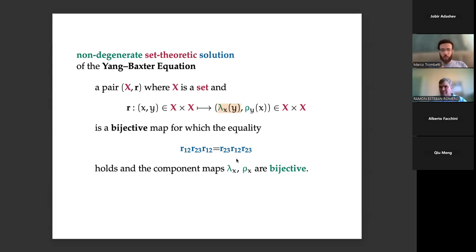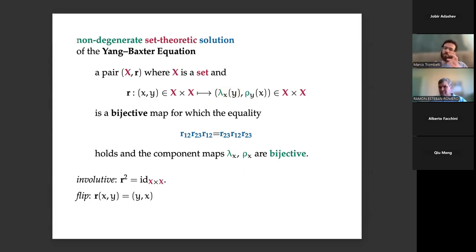Some notation that we will also need. A set-theoretic solution, I will just say solution, without non-degenerate and set-theoretic. So I will just speak about solutions from now on. And I will say that the solution is involutive if the map R times R is equal to the identity. If this condition holds. And I will say that the solution is the flip if it flips the coordinates. This is a very trivial kind of solution. You can always find it on every set: if you impose this condition, then you get a solution of the Yang Baxter equation. So far, so good.